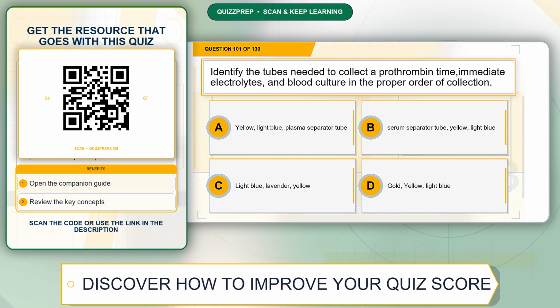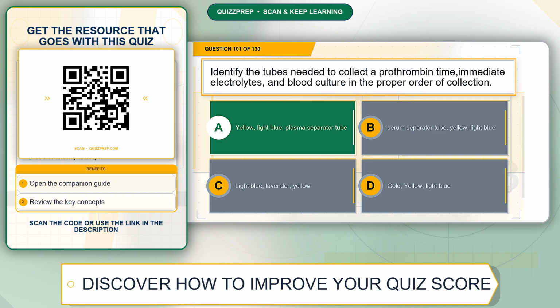Question 101. Identify the tubes needed to collect a prothrombin time, immediate electrolytes, and blood culture in the proper order of collection. Option A, yellow, light blue, plasma separator tube. Option B, serum separator tube, yellow, light blue. Option C, light blue, lavender, yellow. Option D, gold, yellow, light blue. The correct answer is option A, yellow, light blue, plasma separator tube.